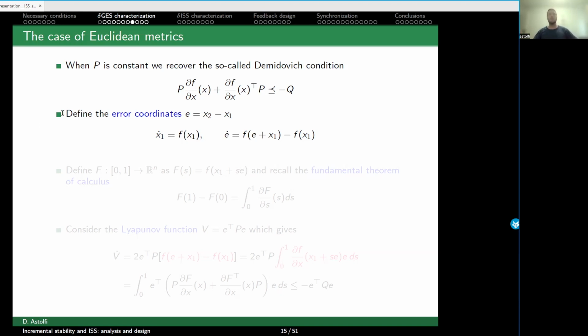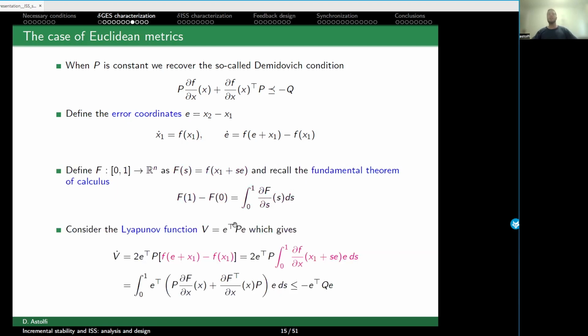One way to do it, which is very straightforward, is to construct the error coordinates E as x2 minus x1. And by recalling the fundamental theorem of calculus, it is immediately seen that this quadratic incremental Lyapunov function satisfies V dot is smaller than minus a norm of E squared, by simple computation.